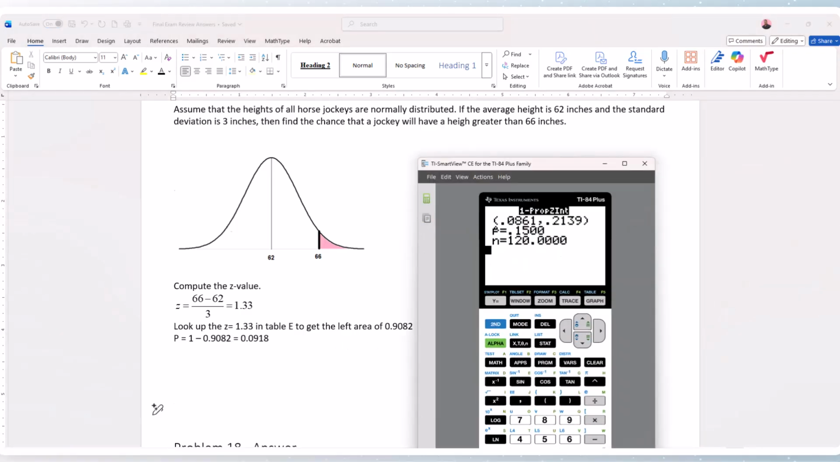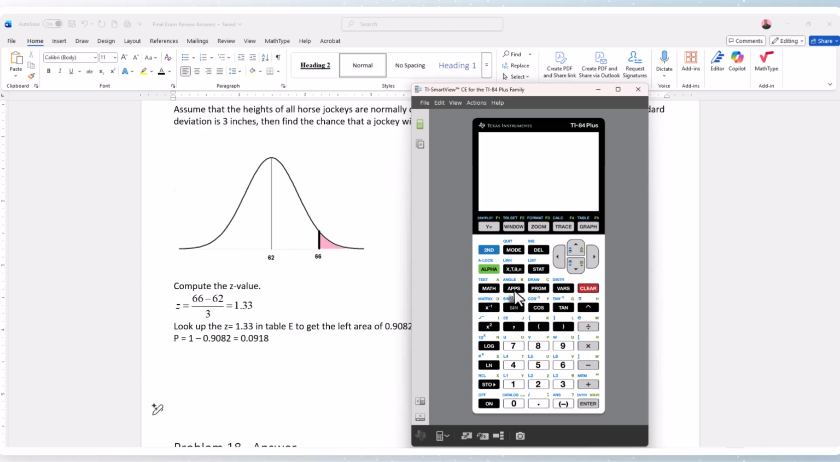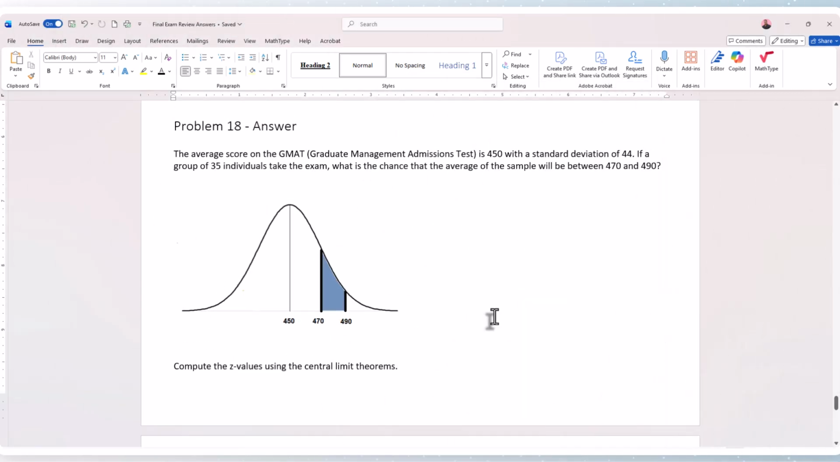Now, another way to do this is using the calculator. We want to use our z value, and we're going to the right. So 2nd VARS, number 2, normalcdf. Our lower value is 1.33. The upper value is going to be the maximum value the calculator can handle, 10 to the 99. And then we select Paste, hit enter to get 0.0918.